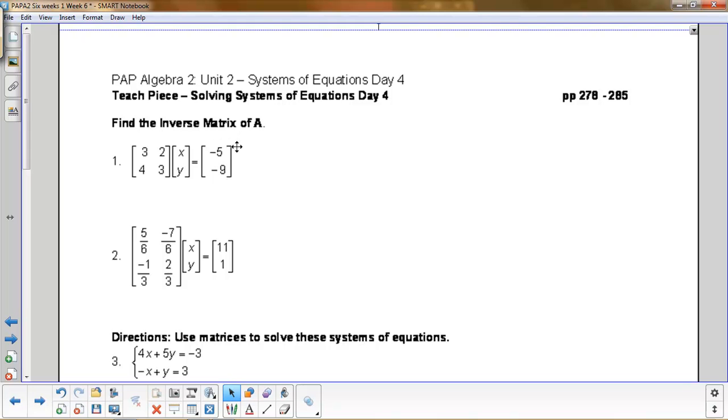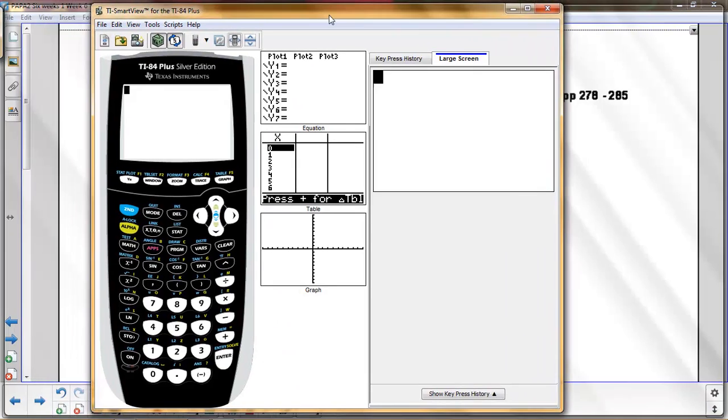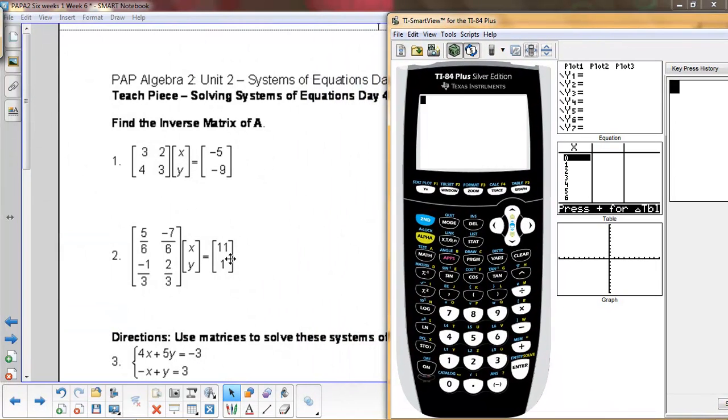Right, in Systems of Equations Day 4, we're going to learn how to use the calculator to help us solve matrices. So you'll be seeing a lot of calculator screenshots in this particular lesson. This over here. Alright, so it says find the inverse of matrix A.